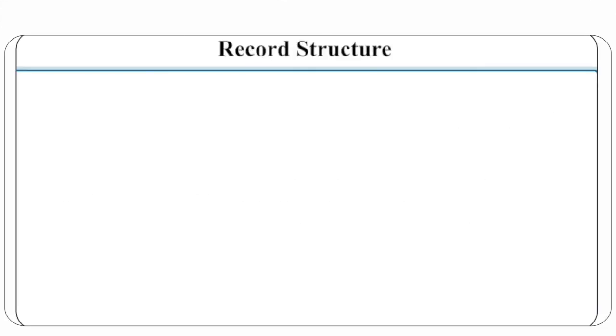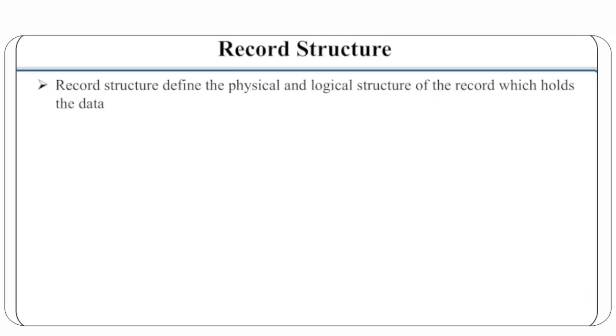So far, we have discussed communication protocol and bibliographic standards. Now, let us discuss the standards that can be adapted for record structure. Record structure is defined as the physical and logical structure of the record which holds the data.